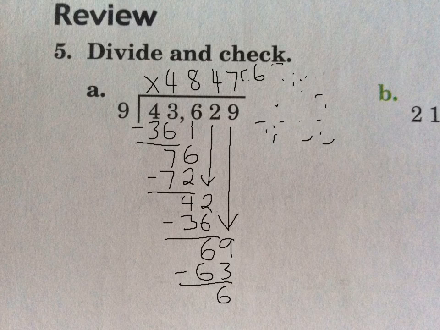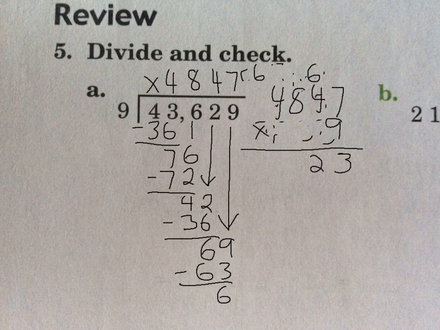Okay, I need to write the whole number of 4, 8, 4, 7 times 9. Okay, we'll start again here. 9 times 7 is 63. 9 times 4 is 36, plus 6 more, 42. 9 times 8 is 72, plus 4 more, 76. 9 times 4 is 36, plus the 7 more is 43.